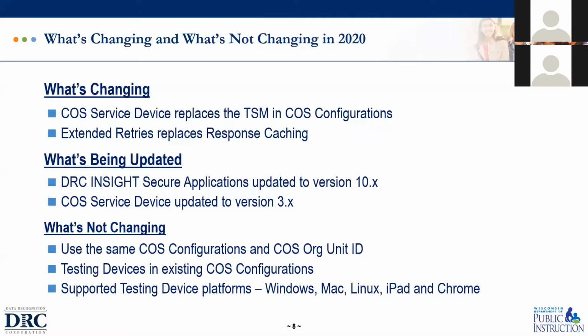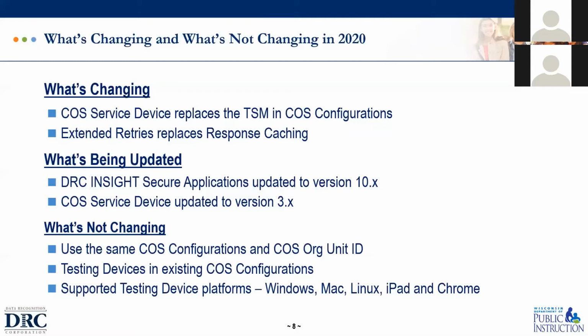What's being updated, again, is something we do annually in June. The DRC Insight Secure applications were all updated in June to version 10.x. And then the COS service device was updated to version 3. These were updated over the summer and were available in the DRC Insight Portal download pages in June.